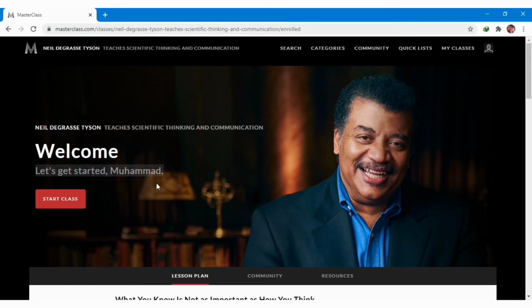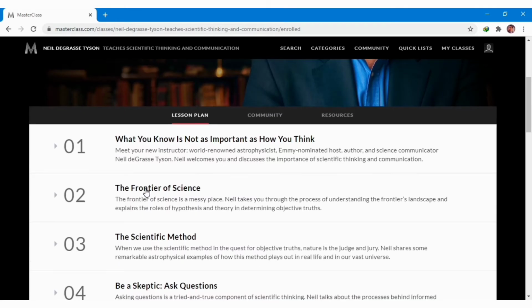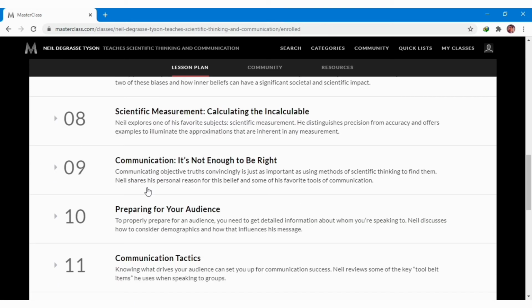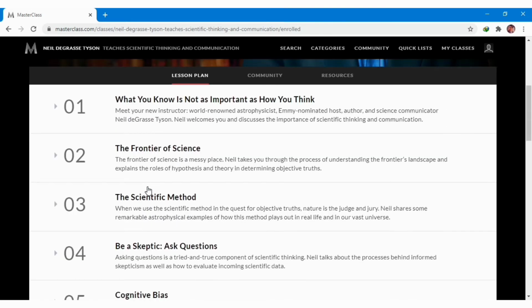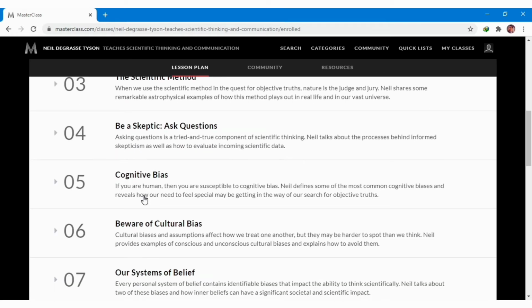And we will now show you a bit about the lesson plan. So again, these are the 13 lessons you have. And just by pressing that little arrow, it gives us some more information. So 1 is what you know is not as important as how you think. 2, the frontier of science. 3, the scientific method. Number 4, be a skeptic, ask questions. Asking questions is a tried and true component of scientific thinking. 5 is cognitive bias. 6, beware of cultural bias.